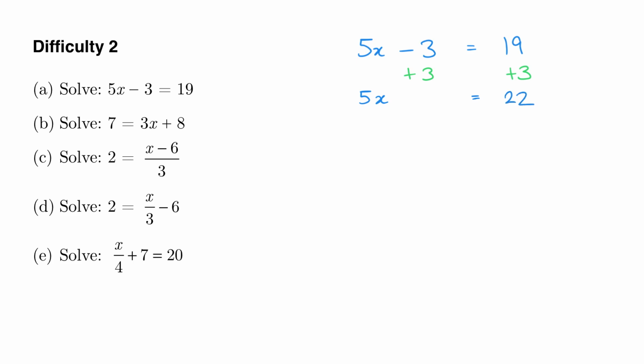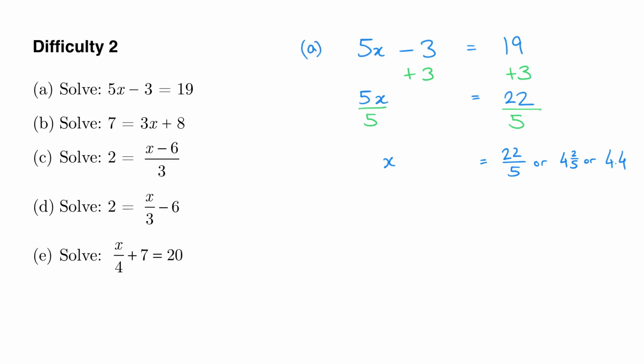What I need to do next is divide the left-hand side by 5 and the right-hand side by 5. And 5x divided by 5 is just x. That was the whole point of dividing by 5. And 22 divided by 5 is just 22 over 5. Or I can call it 4 2/5, or 4.4. So there we have our solution for A.